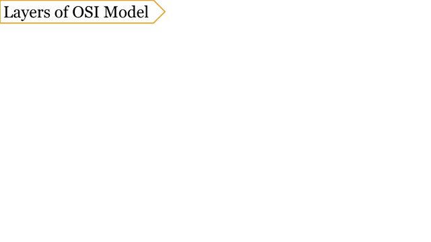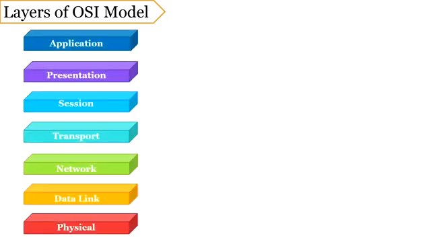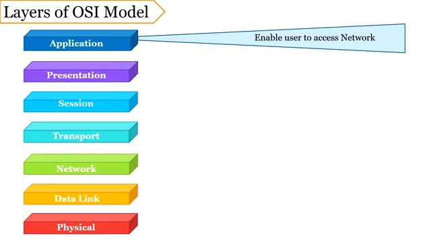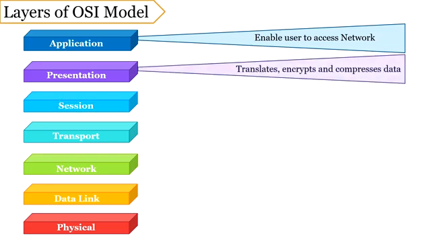Now let us discuss the layers of OSI model. As we know, the model has 7 layers and each layer has a well-defined function. So the first layer through which the user interacts is the application layer. This layer facilitates the user, that may either be a human or a software, to access the network. Next is the presentation layer that is concerned with the syntax and semantics of information that is exchanged between two communicating systems. It translates, encrypts or compresses the data that has to be exchanged between the communicating systems.